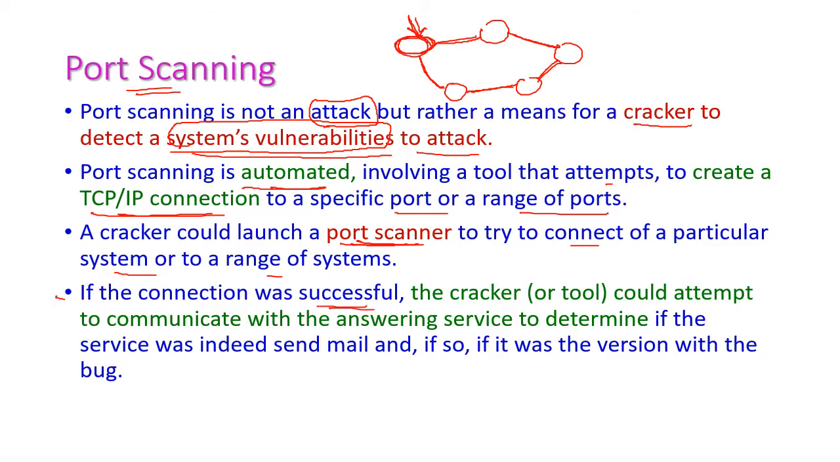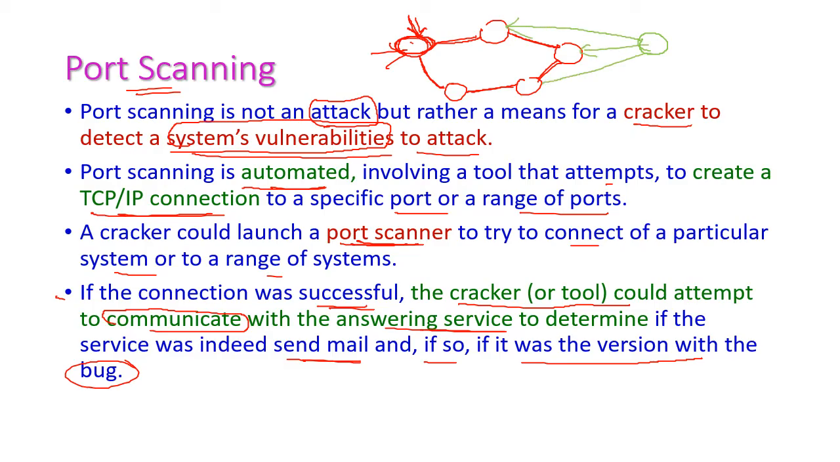If the connection was successful, then the cracker could attempt to communicate with the answering service. If the service was sendmail, it was a version with a bug. That means, instead of this particular person in this particular system, the attacker will send the message to all the other persons in the network using this ID. This particular system will send the message and they will collect the response also from all these systems. So this is called port scanning.